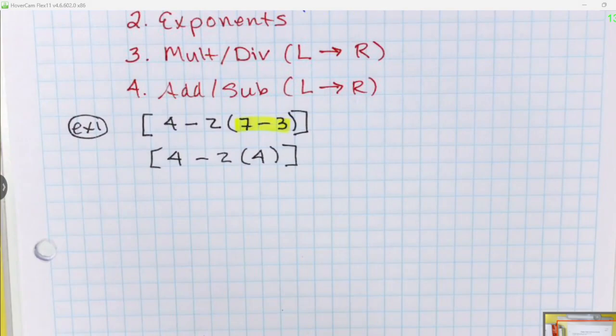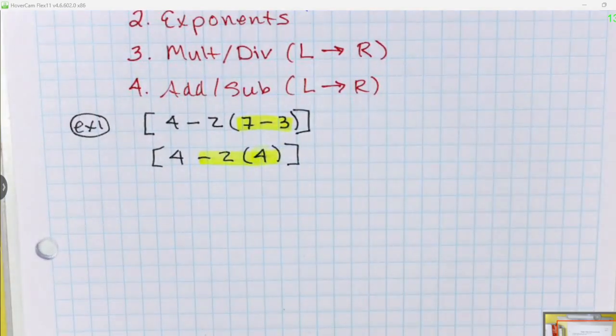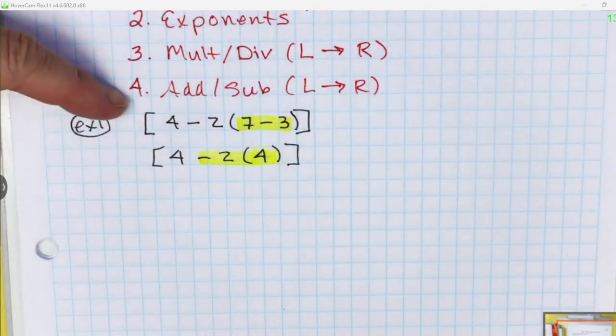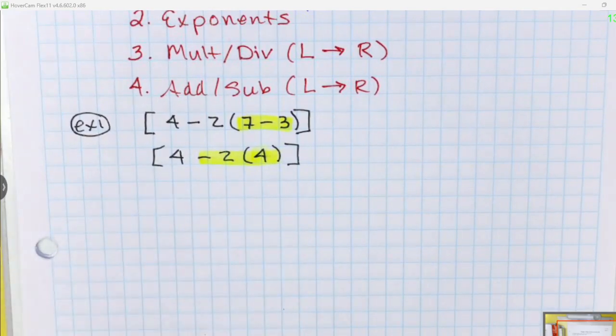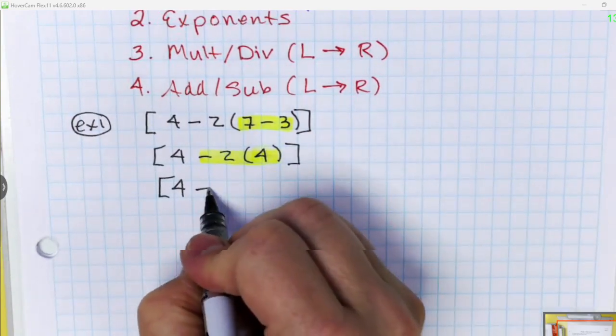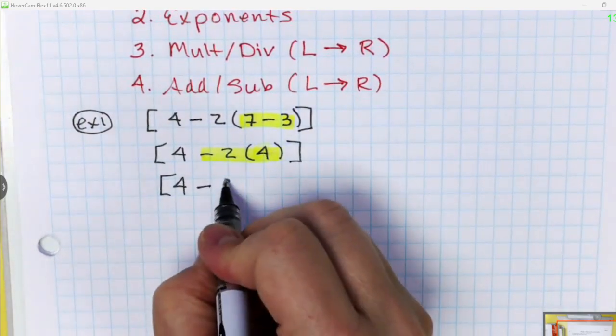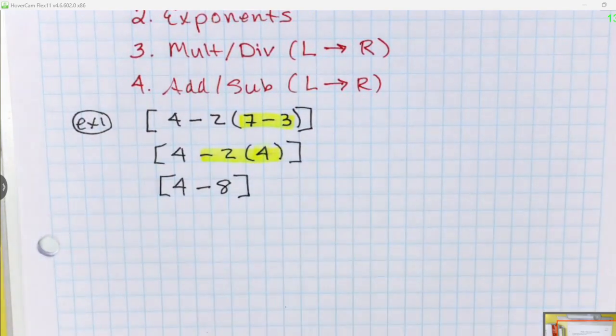But that's the next step I'm going to do, is the multiply divide step, because these 2 are being multiplied. I'm not going to do anything with the 4 minus 2. That's your last thing that you do. I'm going to do multiplication. Negative 2. So let's recopy the 4. Negative times a positive is a negative. 2 times 4 is 8. And now there's no reason to have parentheses. So we've eliminated the inside pair.